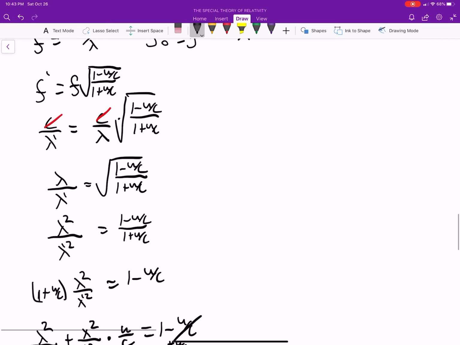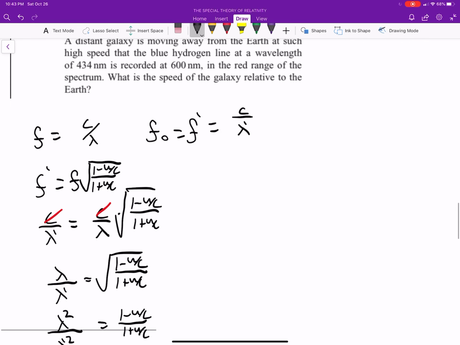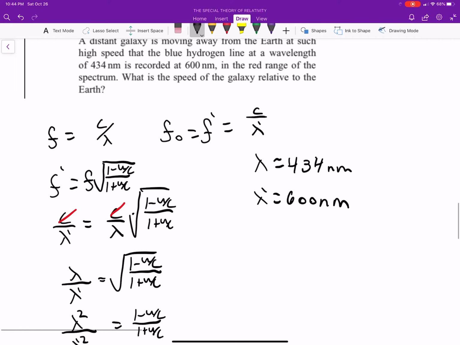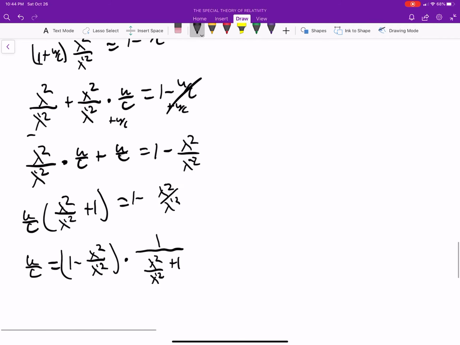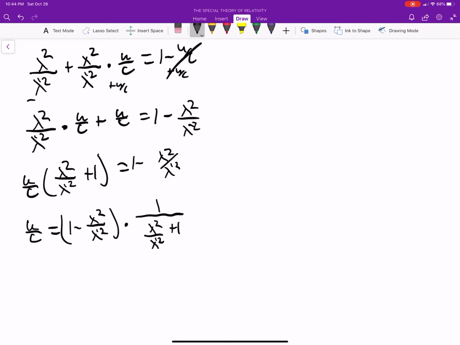So let's see. Lambda is equal to 434 nanometers, and lambda prime is 600 nanometers. So now we just plug it into our calculator. We have everything we need. I don't want to plug it in, and you should get u over c equals 0.31.